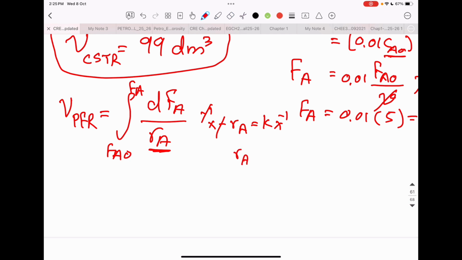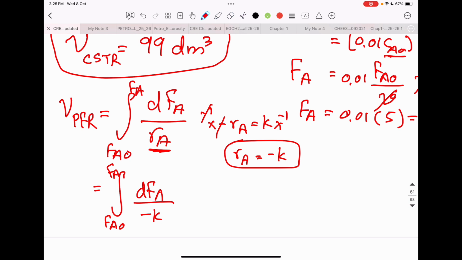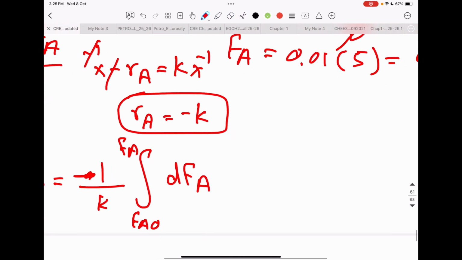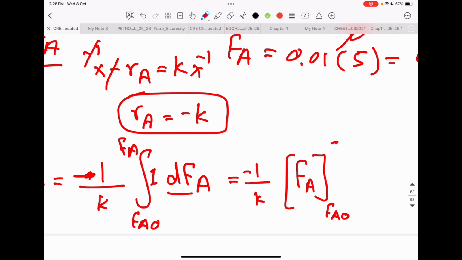Then we multiply each side by minus 1, so we can determine the new equation. So the integral from FA naught to FA of dFA over minus K, which is constant, so we can take it out of the integral. The integral of dFA is FA, from FA naught to FA.